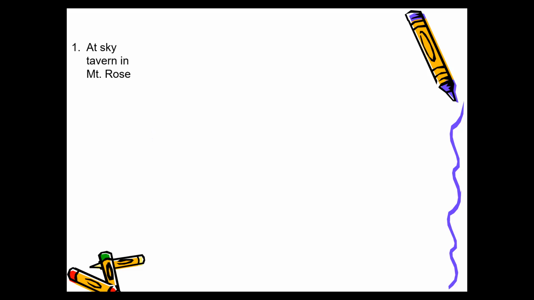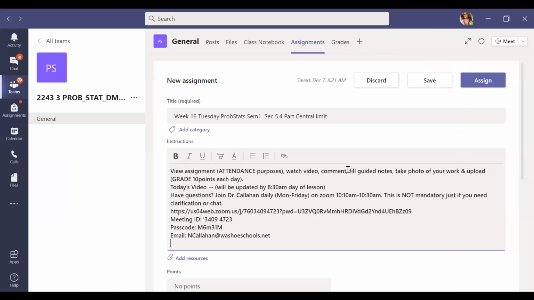Okay, so your instructions are to do the following. View the assignment for attendance purposes, watch the video. Oh, and you know what, hold on a second. Let me make sure I switch it over. There we go. Comment, fill in the guided notes, take a photo of your work and upload it to grade.